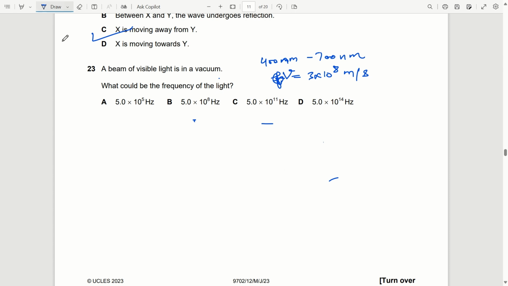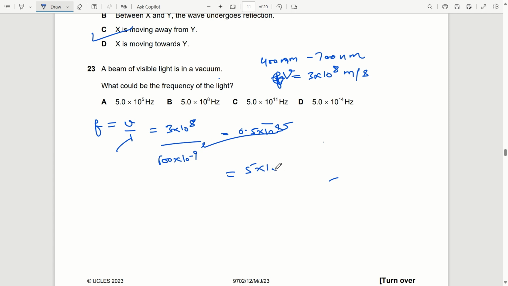So frequency is equal to speed upon wavelength. Speed is given 3 into 10 raised to power 8 and wavelength is between 400 nanometer to 700. Let's take 600 nanometer. So it will be 600 into 10 raised to power minus 9. So it will come out to be, if I take 0.5 into 10 raised to power 9 and 8, 6, 9, 15. So 5 into 10 raised to power 14 it will come out to be. Option D is the correct one.